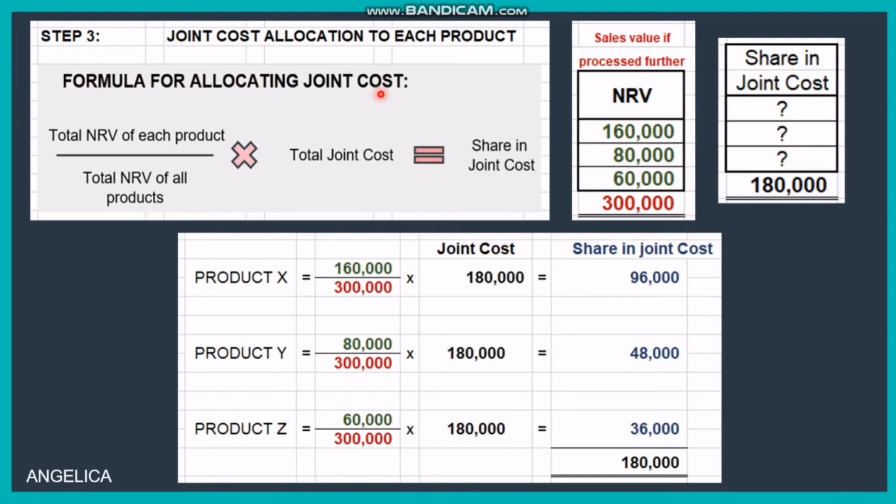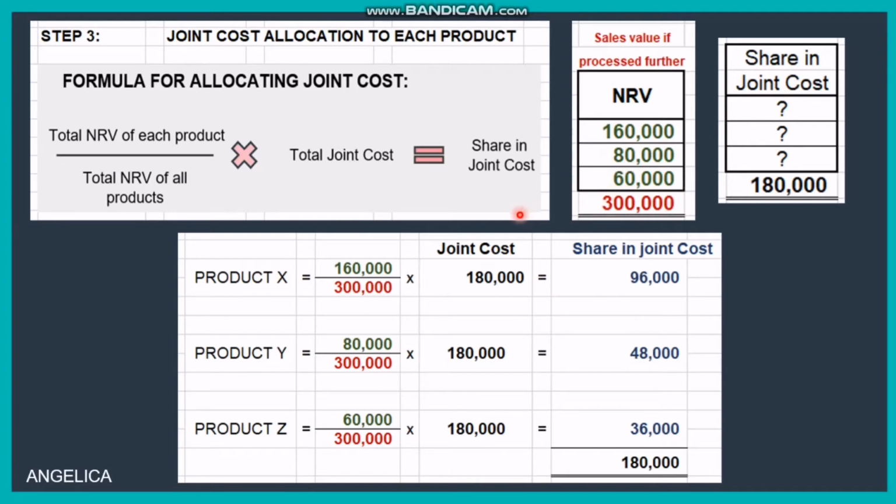The formula for allocating joint cost is total NRV of each product over the total NRV of all products times the total joint cost equals share in joint cost. Remember that sales value, if processed further, is what we call the net realizable value. For product X, we have 160,000 pesos. For product Y, we have 80,000 pesos. And for product Z, 60,000 pesos, with an overall of 300,000 pesos.